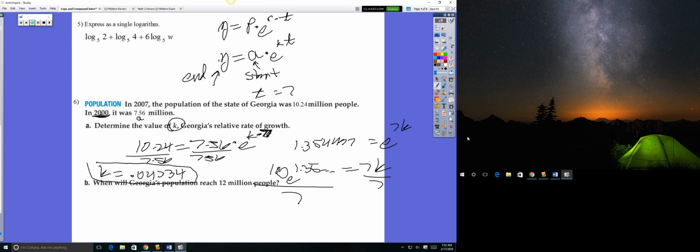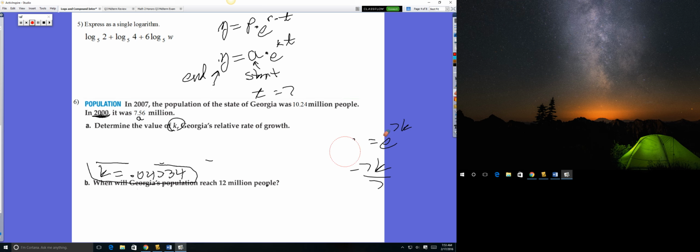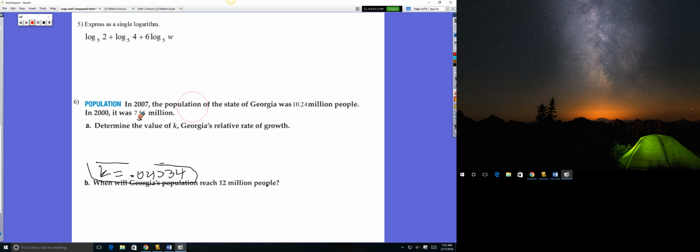Now you're going to have to know that to answer B, because let's say this rate of growth continues as it has the past 7 years, and let's use that to predict future growth. So let's predict when the population is going to reach 12 million. That is the ending. So 12 million is equal to the starting. Started with 7.56 times e, and I know my K is 0.04334. This time I don't know the time.